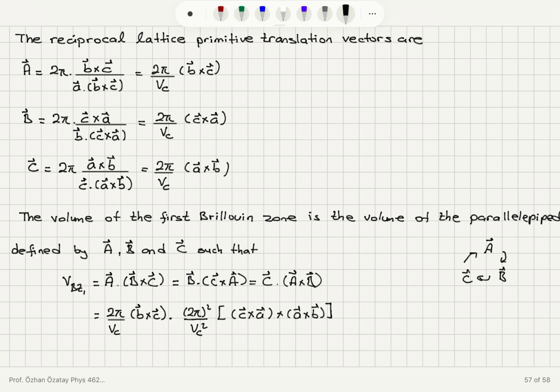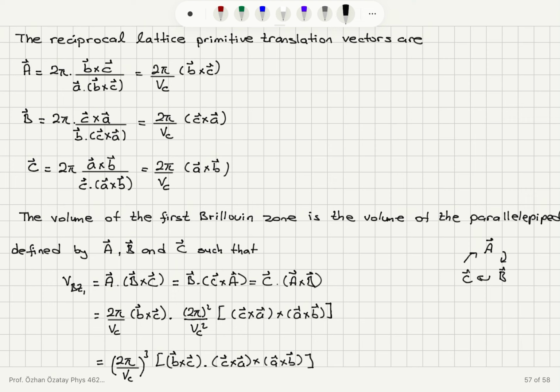And because I have encountered 2 pi over VC 3 times now, this is (2 pi divided by VC) cubed, times the dot product of B cross C with this vector, C cross A crossed with A cross B. So this is our task.